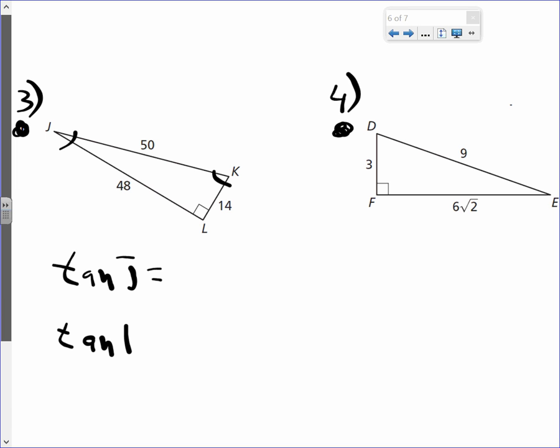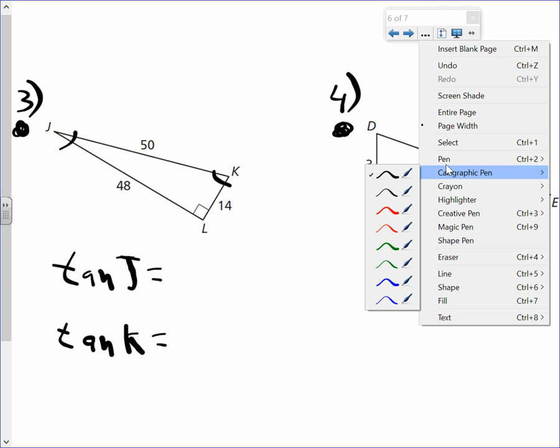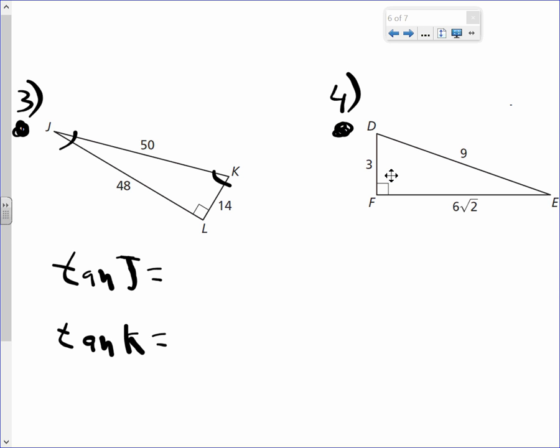I'll get out of the way for you. Go ahead. I'll keep doing this just for you. Tangent of J, tangent of K. Have your calculators handy with your screen right in front of you because you need to practice this with your partner shortly. All right, here we go. The tangent of J. Adiola, what side would be opposite J, please?